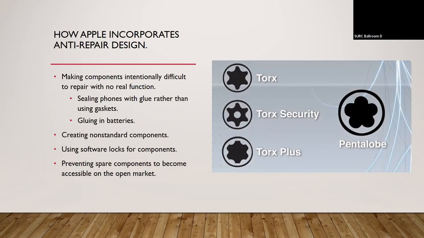And there are certain methods. I'm not picking on Apple specifically. Few of these functions usually are used by other phone manufacturers, but Apple is just the most prevalent example of this. So the things that most phone companies use is sealing their phones with glue, which is usually for water resistance. And also they typically glue in the batteries for not really much of a good reason. They kind of do it just so you can't repair it and that you can't replace it.